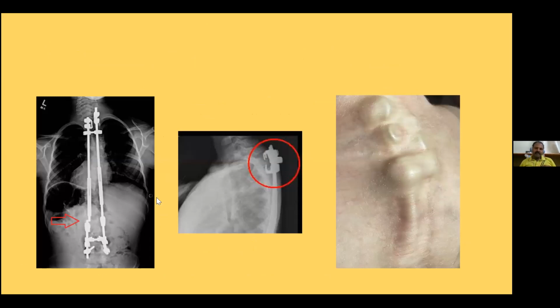So these are the complications. You can see a rod breakage here, the pull-out here, and then sometimes it becomes very prominent. These kids are not very strong and well-built kids. They're all emaciated, sometimes thin-built, except for the syndromic varieties or the neuromuscular kids.